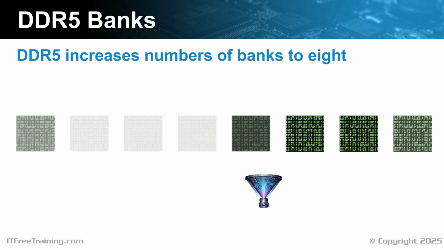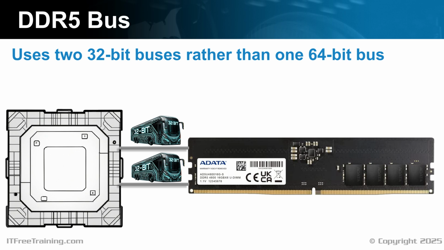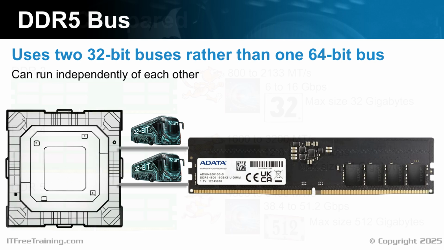There is one more change that DDR5 makes to improve performance. The bus used to transfer data from the memory module to the memory controller has been divided into 2 32-bit buses. Previously, it was one 64-bit bus. The buses can work independently of each other, but this is not the same as dual channel. I will cover dual channel in a later video. But essentially, this allows 2 memory modules to be combined together to give increased performance. In this case, there are 2 buses, but we don't have any control over them.